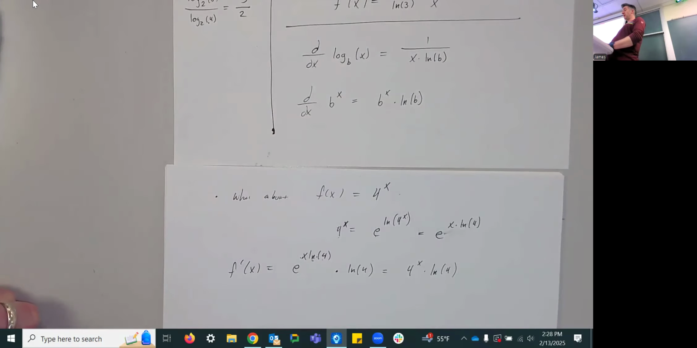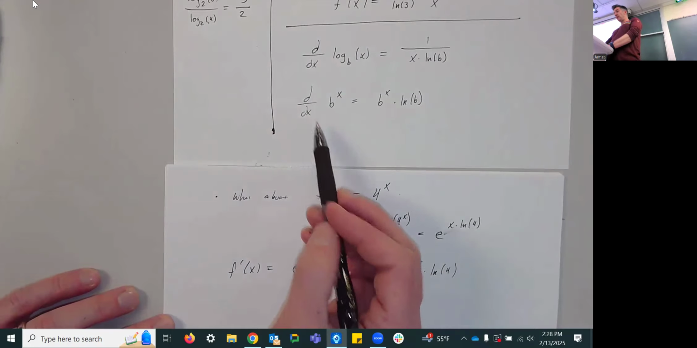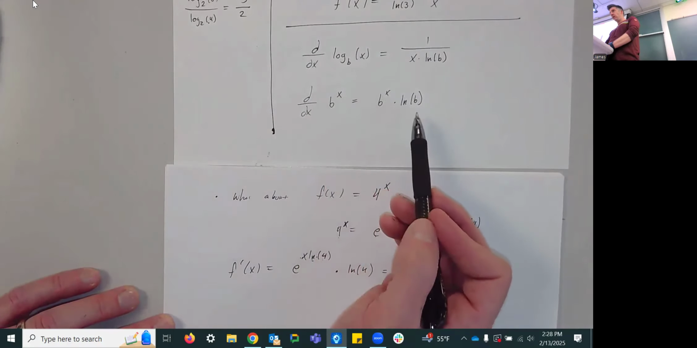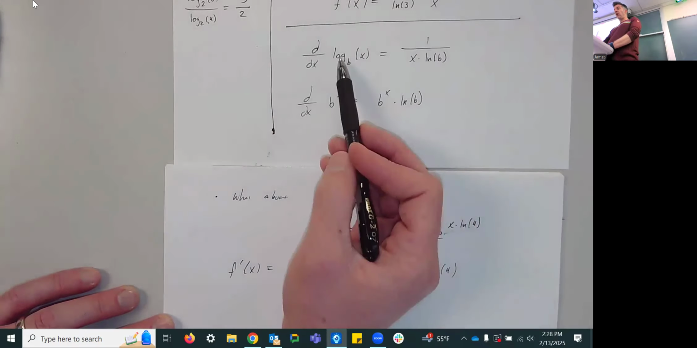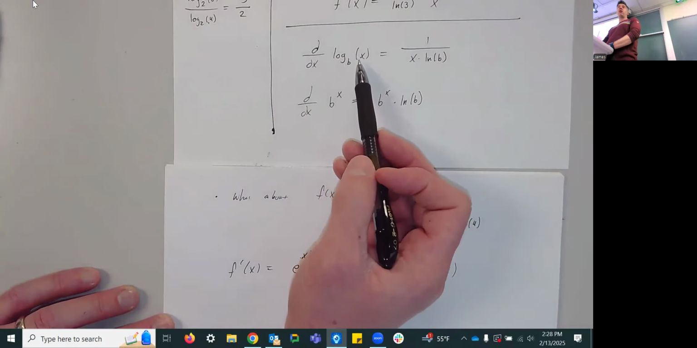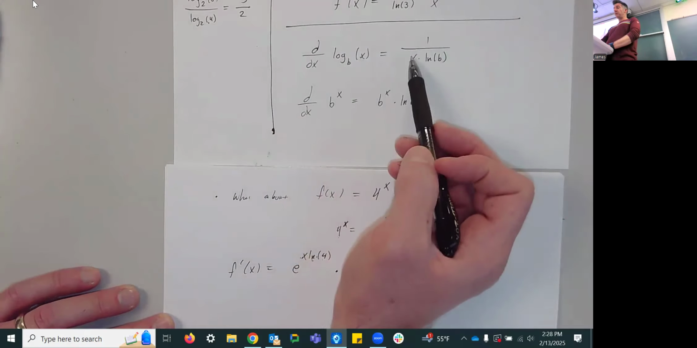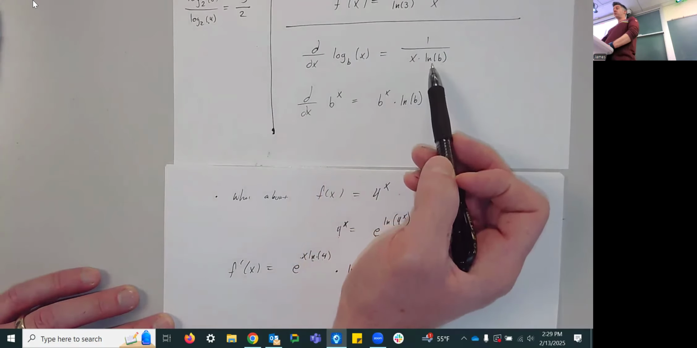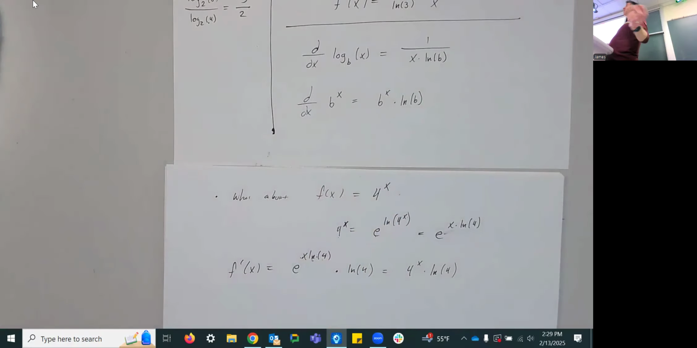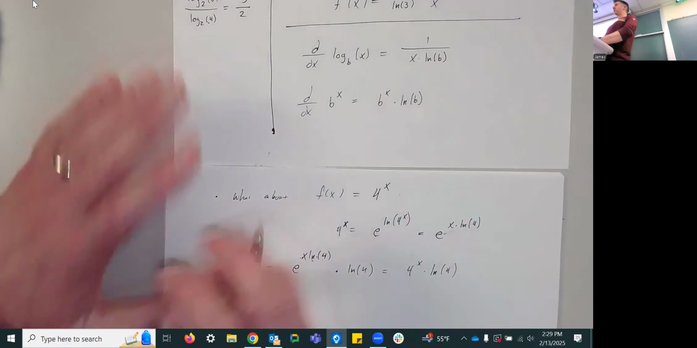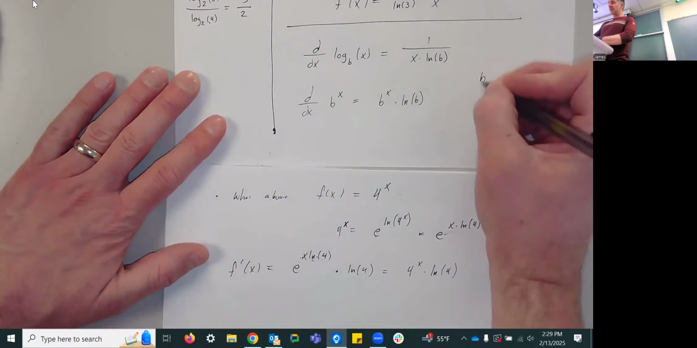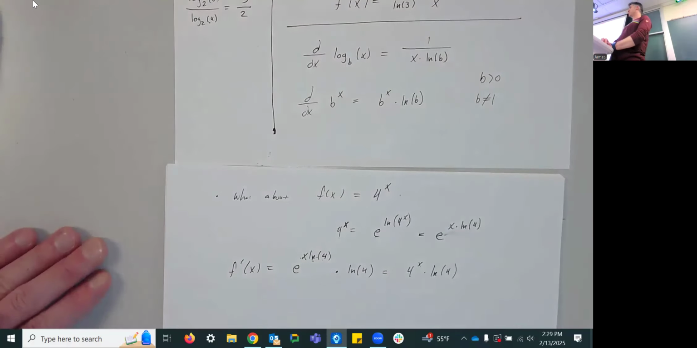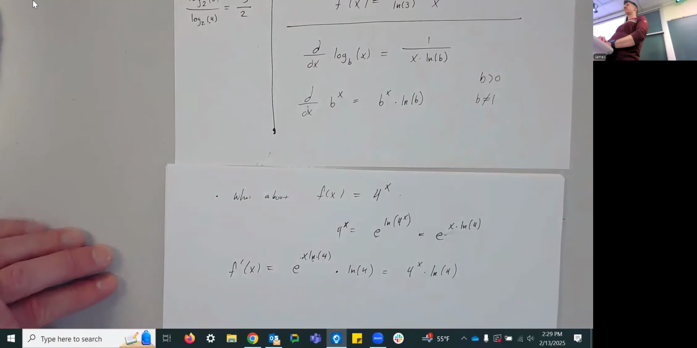Because if your base was e, the derivative of e to the x would be e to the x times the natural log of e, which is 1. And the derivative of log base e of x, which is natural log of x, would be 1 over x times the natural log of e, which is 1 over x times 1. So this formula works for any base that meets the usual criteria: your base is greater than 0 and your base is not equal to 1. Those are the usual requirements we have for these bases.